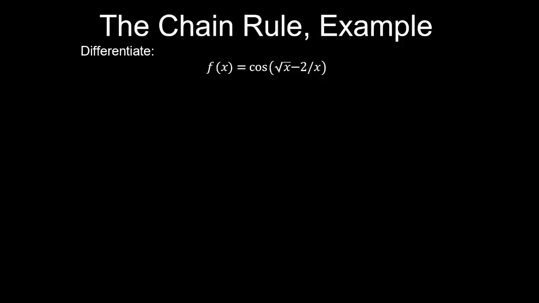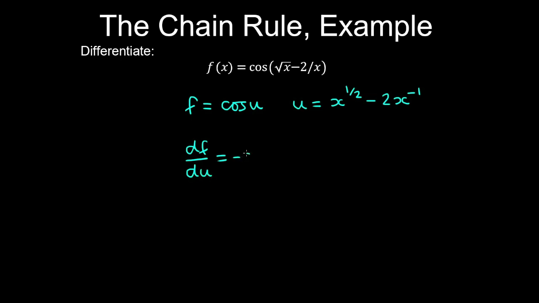Let's evaluate the derivative of the following function, so we can observe it's a composite function. So we can write it as f is equal to cosine u, where u of x is equal to this expression. And now we can evaluate df/du, which is minus sine u, and du/dx using the power rule.